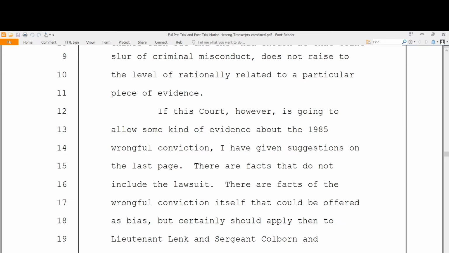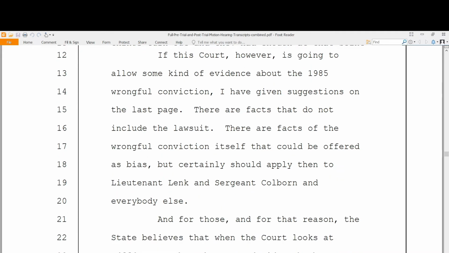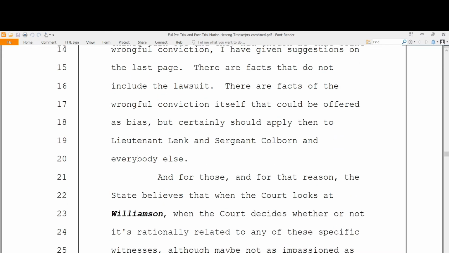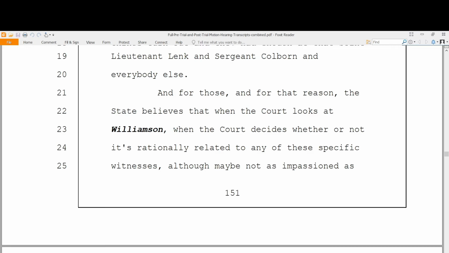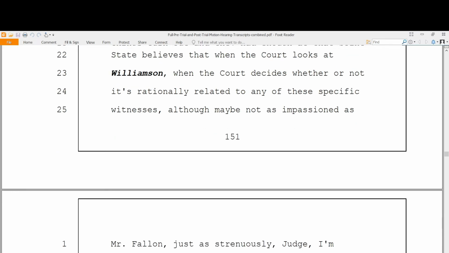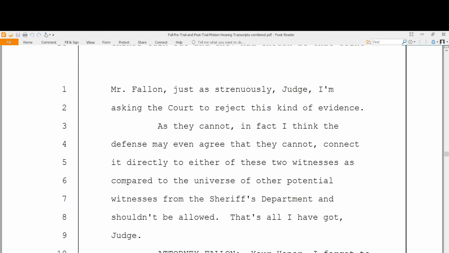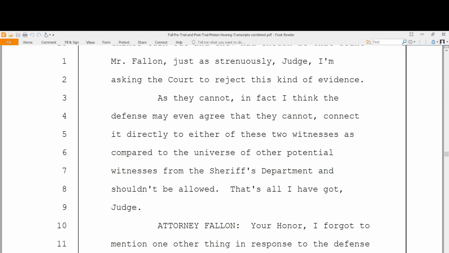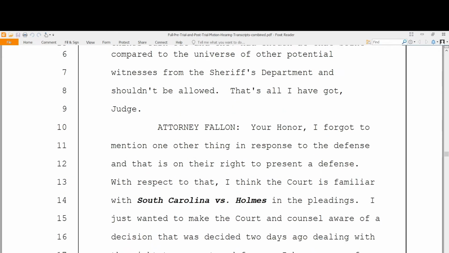If this court, however, is going to allow some kind of evidence about the 1985 wrongful conviction, I have given suggestions on the last page. There are facts that do not include the lawsuit. There are facts of the wrongful conviction itself that could be offered as bias, but they certainly should then apply to Lieutenant Lenk and Sergeant Colborn and everybody else. And for that reason, the state believes that when the court looks at Williamson, when the court decides whether or not it's rationally related to any of the specific witnesses, although maybe not as impassioned as Mr. Fallon, just as strenuously, Judge, I'm asking the court to reject this kind of evidence. I think the defense may even agree that they cannot connect it directly to either of these two witnesses as compared to the universe of other potential witnesses from the Sheriff's Department, and it shouldn't be allowed. That's all I've got, Judge.